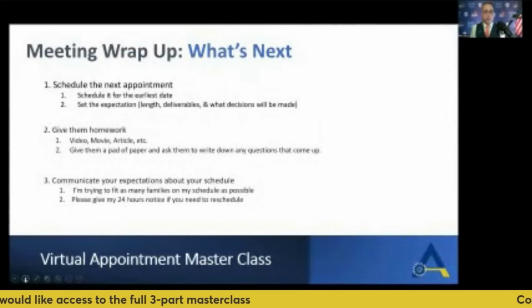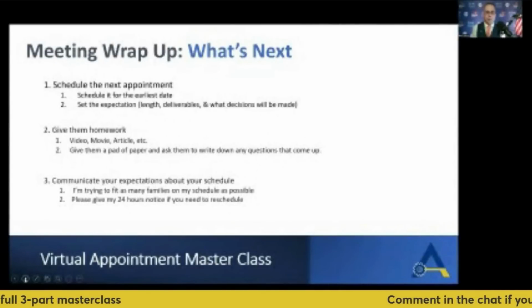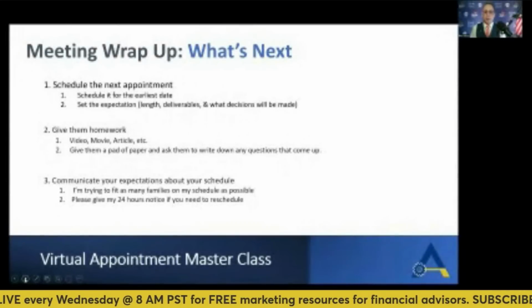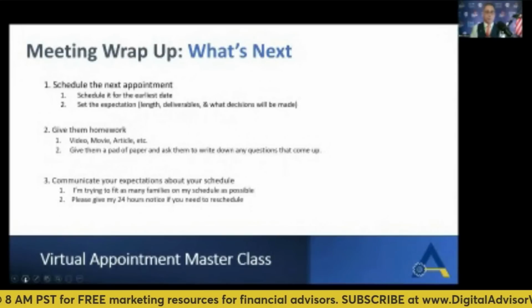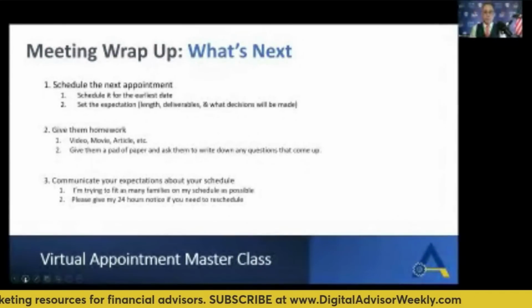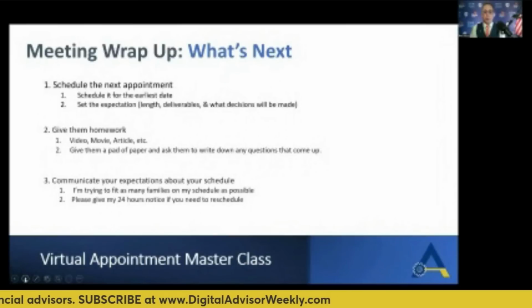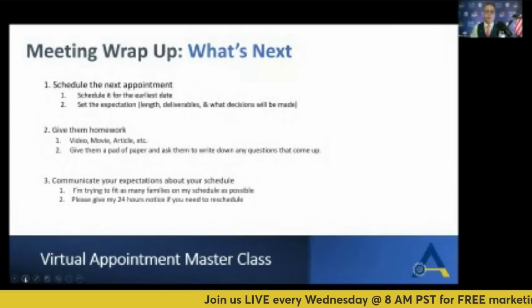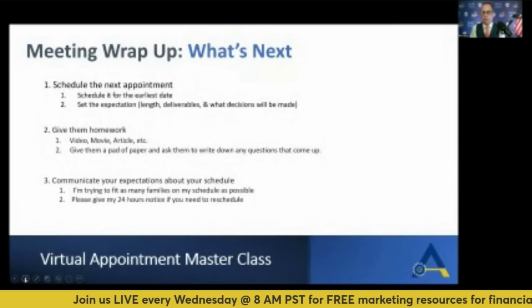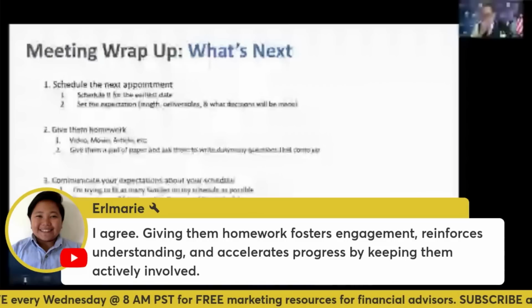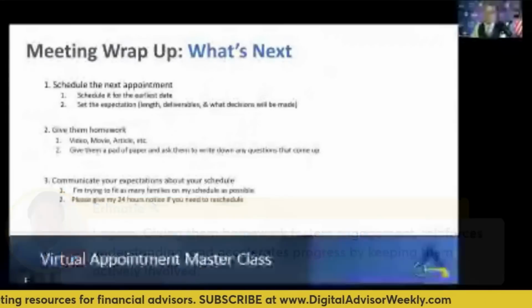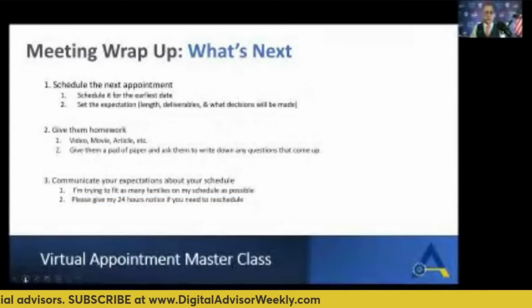And then finally, communicate your expectations about your schedule. Let them know that you're trying to fit as many families in on your schedule as possible, because you're trying to help as many families. And the demand is enormous, whether it's for you specifically or for the industry in general. Families need your help. And so you're trying to reserve your time for those who are most open to wanting and receiving your help. And so you let them know that and say, if for any reason you cannot make this appointment and you need to reschedule, please give me 24 hours of notice so I can invite another family to take your place. And that helps them respect your calendar, respect your time, and it, again, sets the expectation.